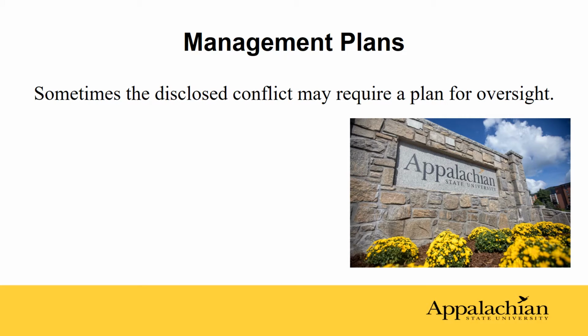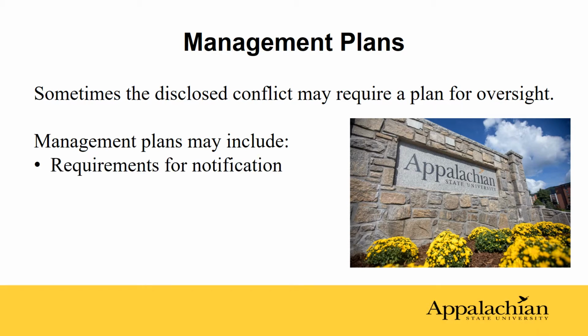Sometimes the disclosure may require a management plan. The purpose of a management plan is to provide some safeguards to ensure objectivity in research or in your ability to carry out your job responsibilities. Common elements of management plans might include disclosing the conflict to the research team members, sponsors, or human subject participants. Disclosure may also be needed for publications or presentations.